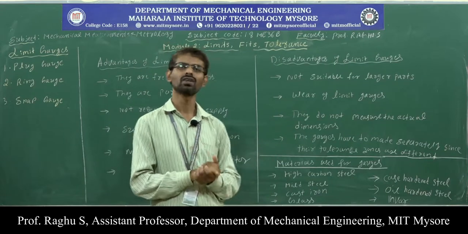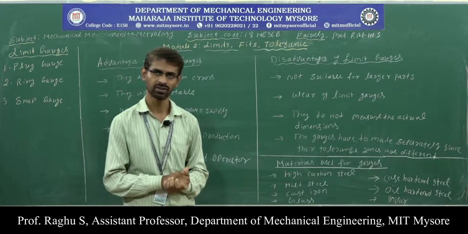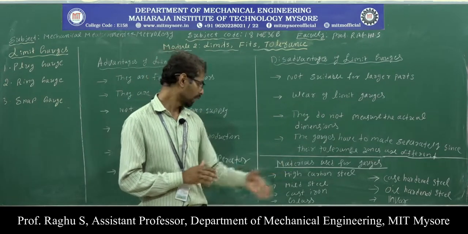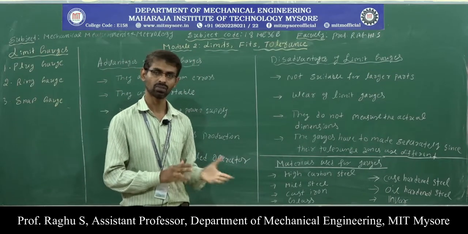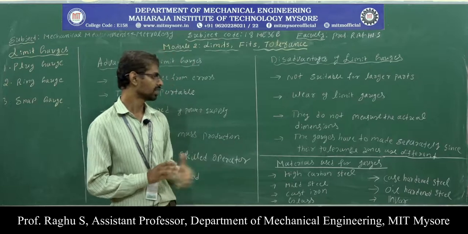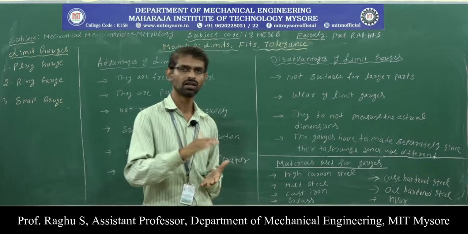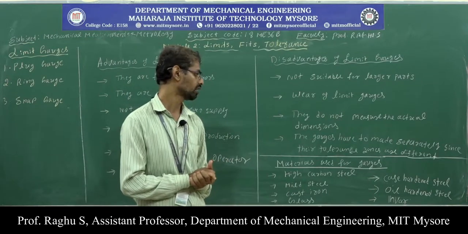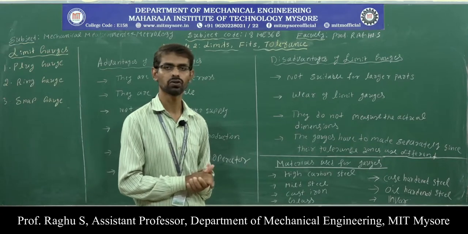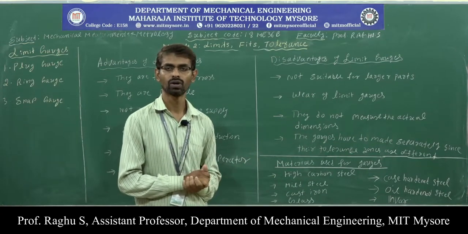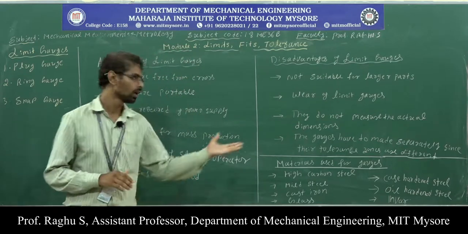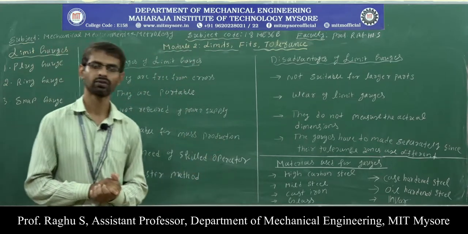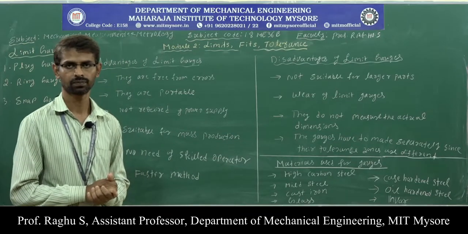So these are the major disadvantages of limit gauges. And what are the materials used for manufacturing of limit gauges? Usually high carbon steel, mild steel, cast iron, and sometimes glass, and also case hardened steel, surface hardened steel, oil hardened steel, and invar materials are commonly used for the manufacturing of limit gauges. So these are the advantages, the disadvantages, and the materials used for manufacturing of limit gauges. Thank you.